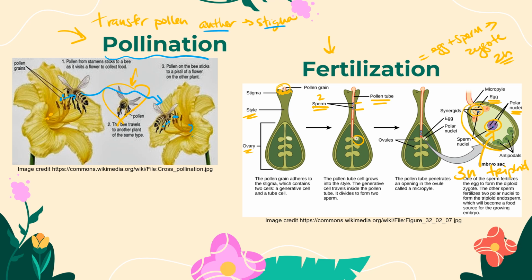The ovule is going to develop into the seed with that zygote that's going to become the embryo, the baby plant, and lots of endosperm, that food that is stored in the seed. The ovary is going to become the fruit.